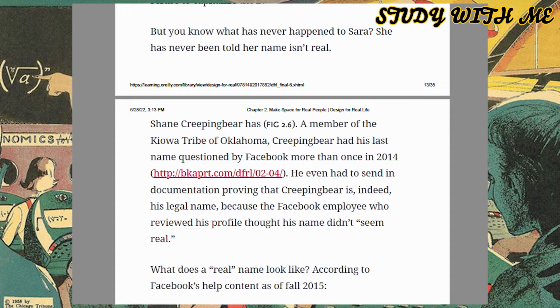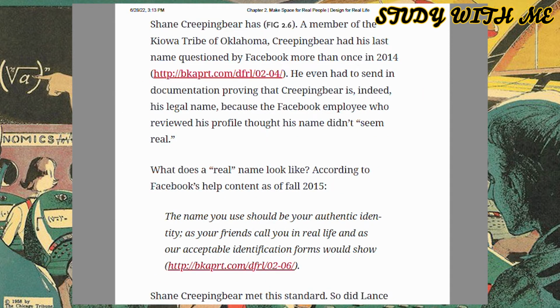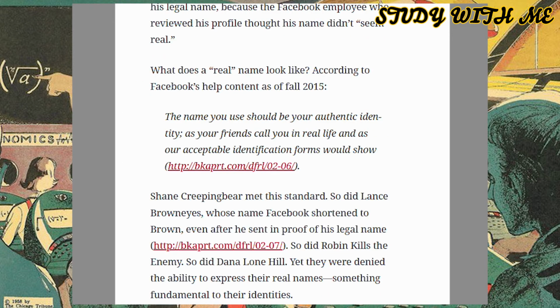What does a real name look like? According to Facebook's help content as of fall 2015, the name you use should be your authentic identity, as your friends call you in real life and as our acceptable identification forms would show. Shane Creeping Bear met this standard. So did Lance Brown Eyes, whose name Facebook shortened to Brown even after he sent in proof of his legal name. So did Robin Kills the Enemy. So did Dana Lone Hill.